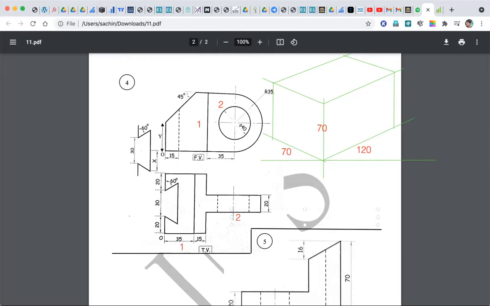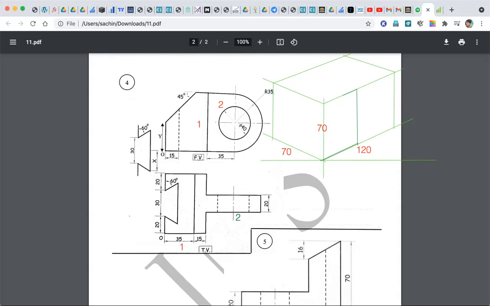Okay. So this is part 1 and part 2. So first we will draw part 1, which is nearer to us. So first you draw layout and then you start with 50. I'll take 50. I'll go up. Again, I'll draw a line from here, 15. Now this Y height is not given to you, but this angle is given to you.